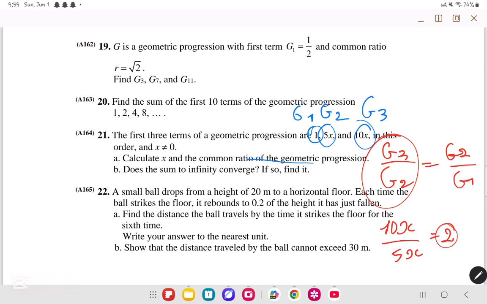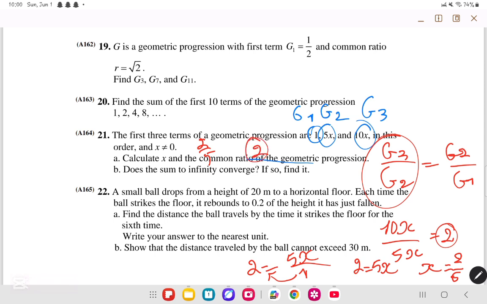However, to find the value of x, you'll have to do that. The common ratio 2 is equal to G2, which is 5x, over G1, which is 1. So bring this here. You're going to get 2 is equal to 5x. That means x is equal to 2 over 5. So we have the value of x, 2 over 5, and we have the common ratio, which is 2.